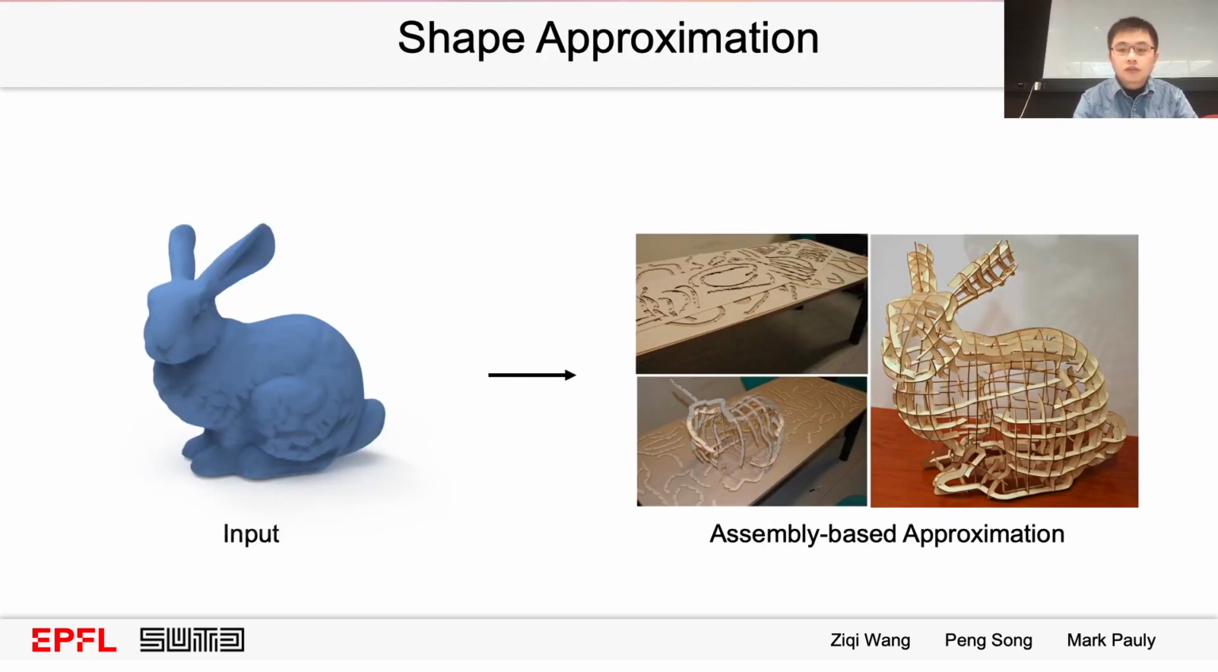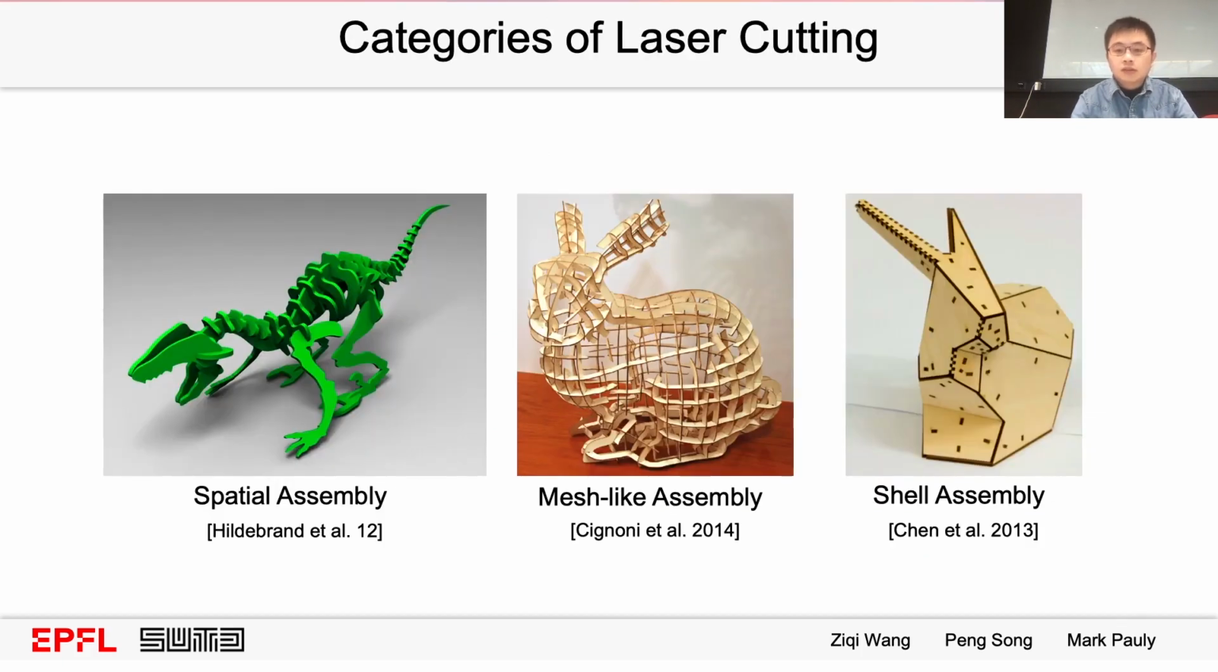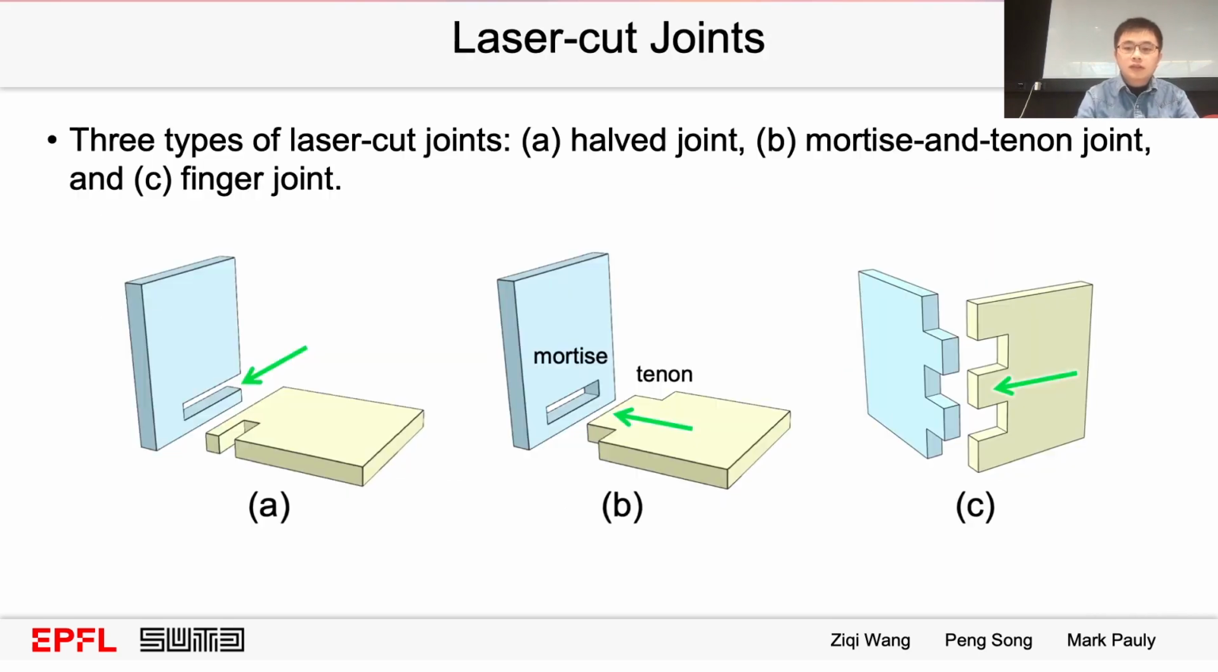To fabricate a 3D shape, assembly-based laser cutting aims to abstract or approximate the 3D shape with a set of 2D planar parts made by laser cutting. The problems can be classified into 3 classes: spatial assembly, mesh-like assembly, and shell assembly.